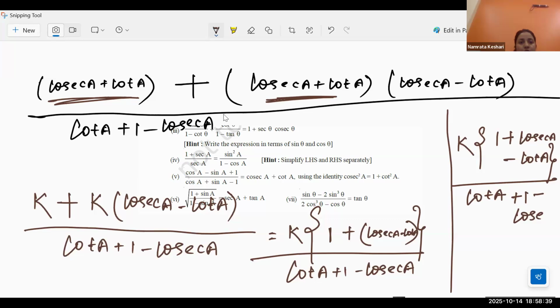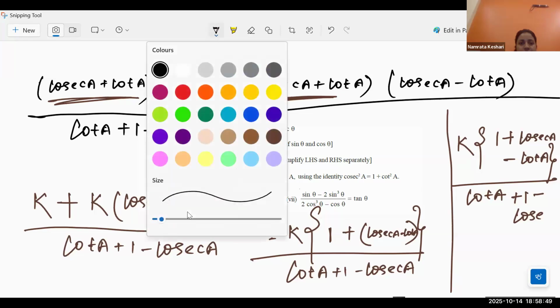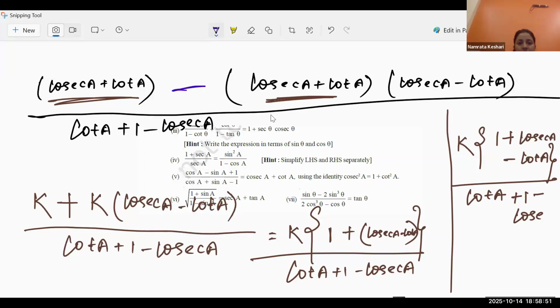Can you check the same sign? Have I taken the sign incorrectly? Was there a negative sign over here or what? Anyone? Here it was negative or what?